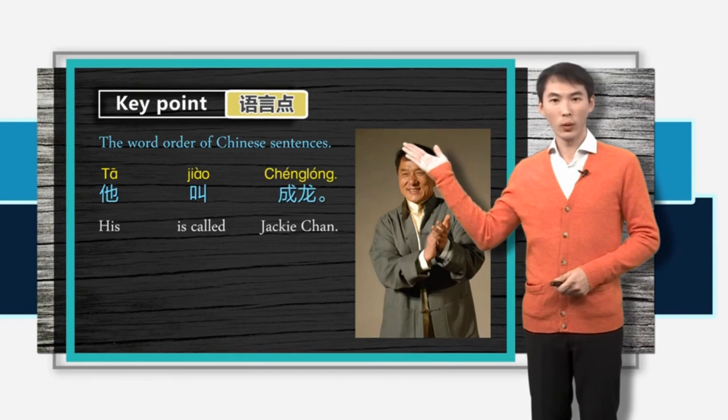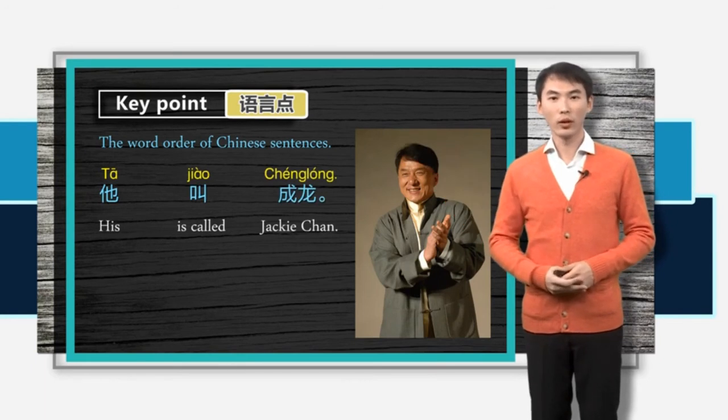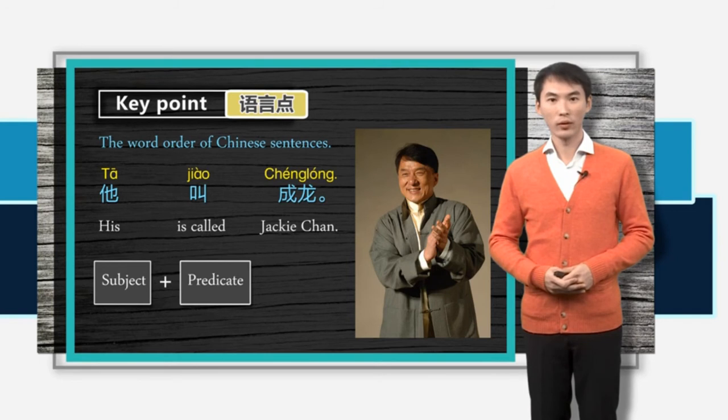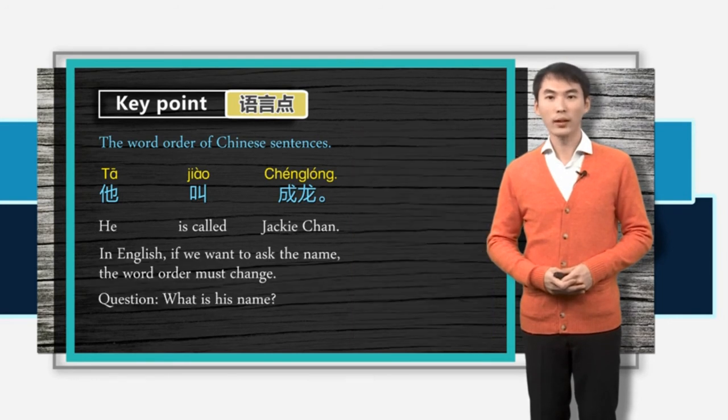他叫成龙. This is the typical affirmative sentence in Chinese. Subject, 他. Predicate, 叫. Object, 成龙. So, you can see the word order in this sentence is the same as in English. And in English, if we ask a question, the word order should change. For example, what is his name? You can see the question word is put at the beginning of the sentence.